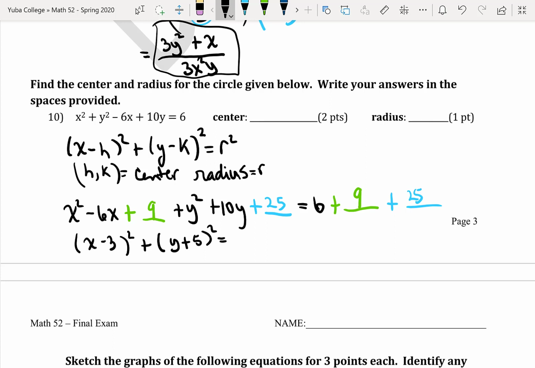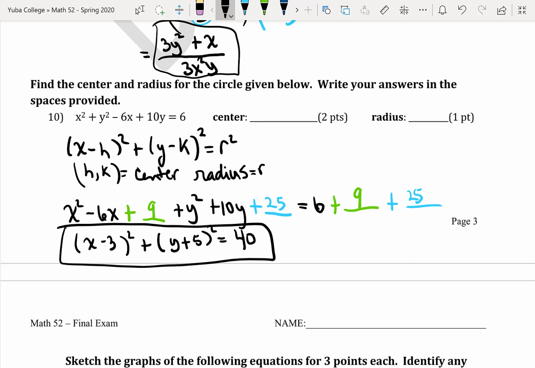So notice up here in the standard form of a circle, it's the opposite sign of what was inside the parentheses with those numbers. And so here, x minus h, it was h. So here, x minus 3, our x value of the center is going to be +3. And the y value, y plus 5 quantity squared, opposite sign, so -5.